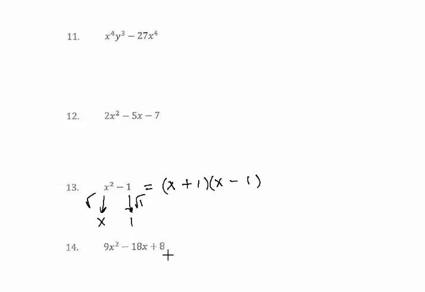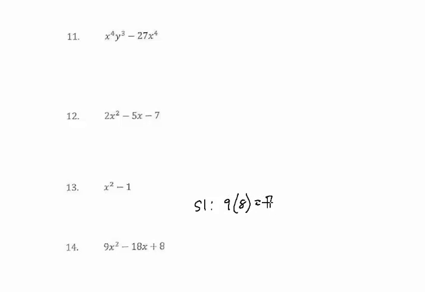And so finally, number 14, 9, 18, and 8, they have no greatest common factor. This is a leading coefficient of 9, so we have to use the AC or Lizzie method. I'm going to make myself a little bit more room. Start with step 1 and multiply A and C together. We get 72.